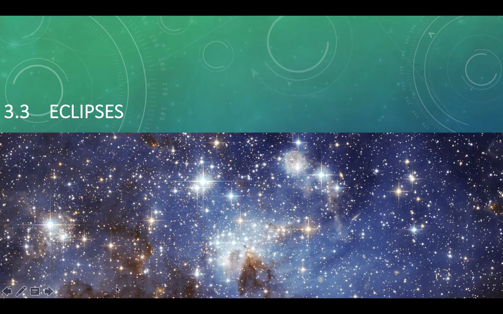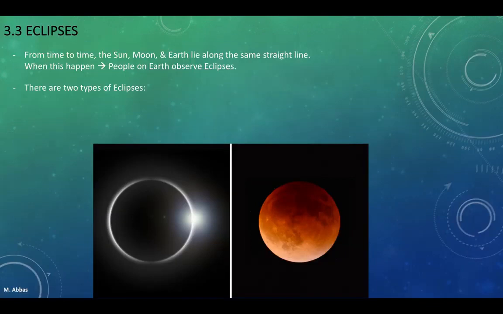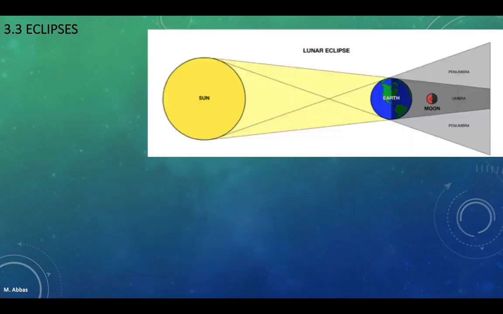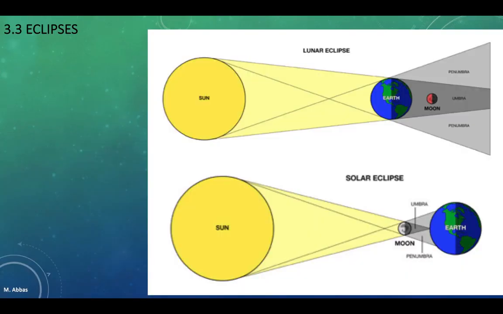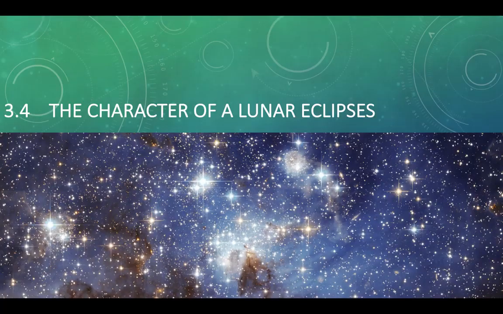Okay. So finally, the last part of this chapter is pretty straightforward. It's about eclipses. We have two types of eclipses. We have lunar eclipses and solar eclipses. So let me just show you sketches of both eclipses.